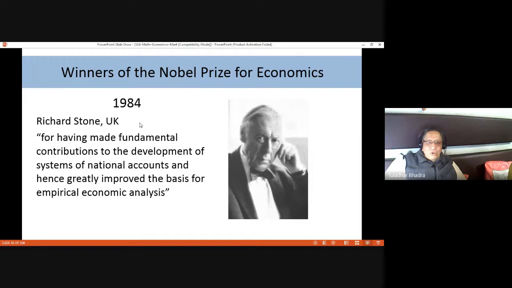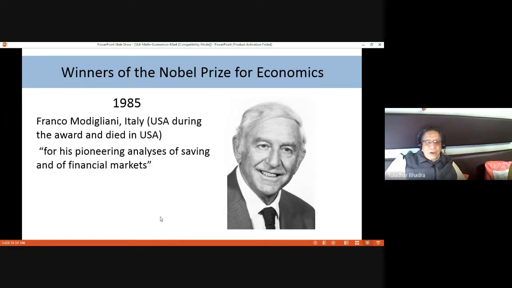1984, Richard Stone, UK, for having made fundamental contributions to the development of systems of national accounts and hence greatly improved the basis for empirical economic analysis. 1985, Franco Modigliani, Italy, who was in the USA during the war and died in USA, for his pioneering analysis of saving and of financial markets.